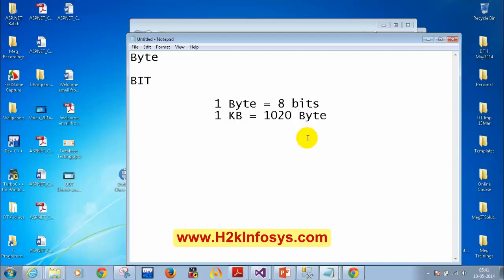And what is the next unit after 1 kilobyte? Yeah, it's 1 megabyte. Again, 1 megabyte is equivalent to 1024 kilobytes; sorry, it's a typo here. And what is the next unit after megabyte? Yeah, it's gigabyte. Gigabyte equals 1024 megabytes. Anyone knows what is the next one after gigabyte? Yeah, it's 1 terabyte. Anyone knows what comes after terabyte?